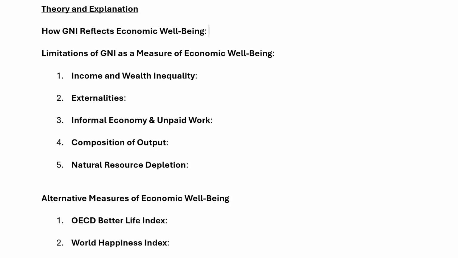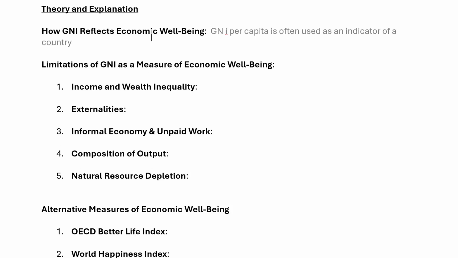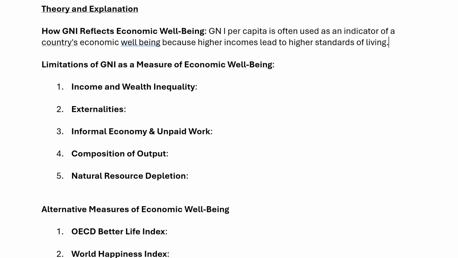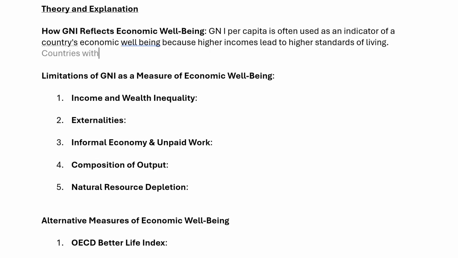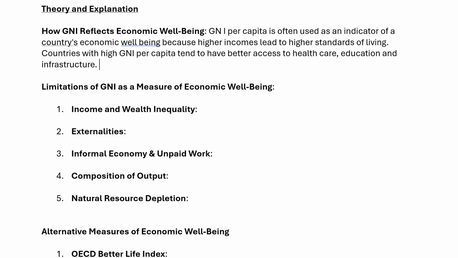GNI per capita is often used as an indicator of a country's economic well-being because higher incomes lead to higher standards of living. Countries with high GNI per capita tend to have better access to healthcare, education, and infrastructure. Furthermore, rising GNI can indicate growing job opportunities and improvements in living standards.